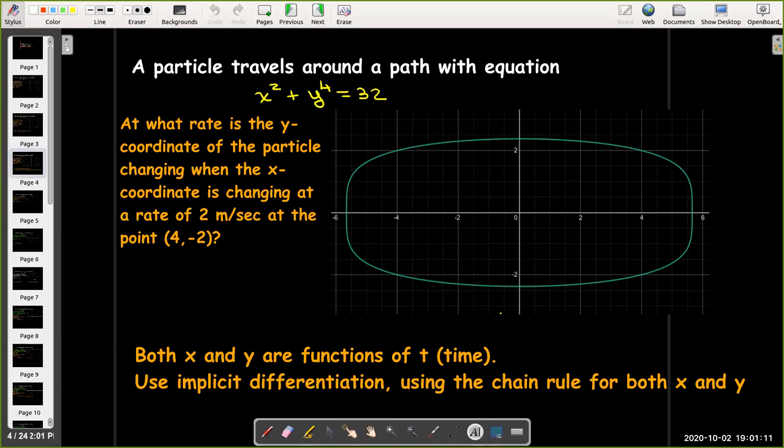So we're going to use the given equation and use implicit differentiation with respect to a third variable, time. We're going to differentiate implicitly with respect to t. And we'll have to use the chain rule for both x and y, since both x and y depend on t.